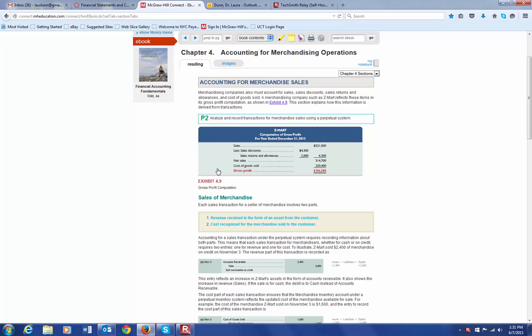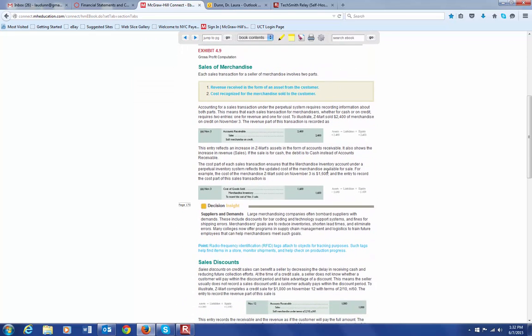Well, first of all, let's go back and look at how we compute gross profit. You have your total sales, but then you may have some sales discounts and some sales returns and allowances. So these would be discounts you offer to people who are buying from you, and then returns and allowances that you have to give because of damaged product or because of just things that they've returned. So that gives you net sales. When you subtract from that your cost of goods sold, you get your gross profit on that merchandise. So let's look at how we record each of these things.